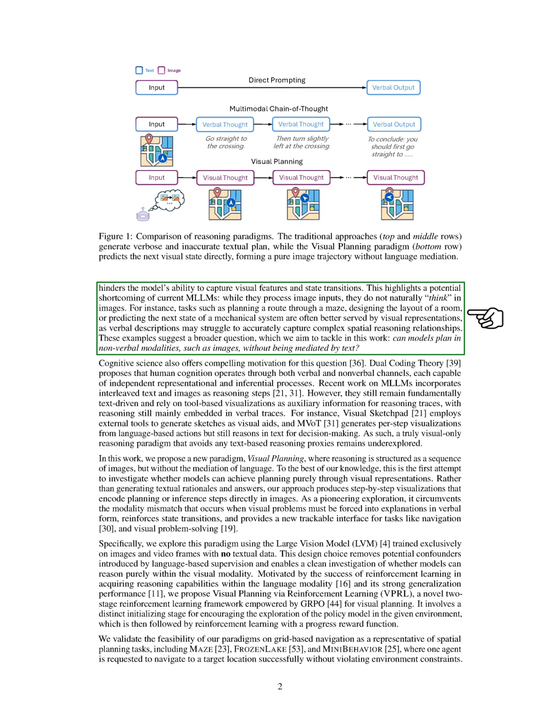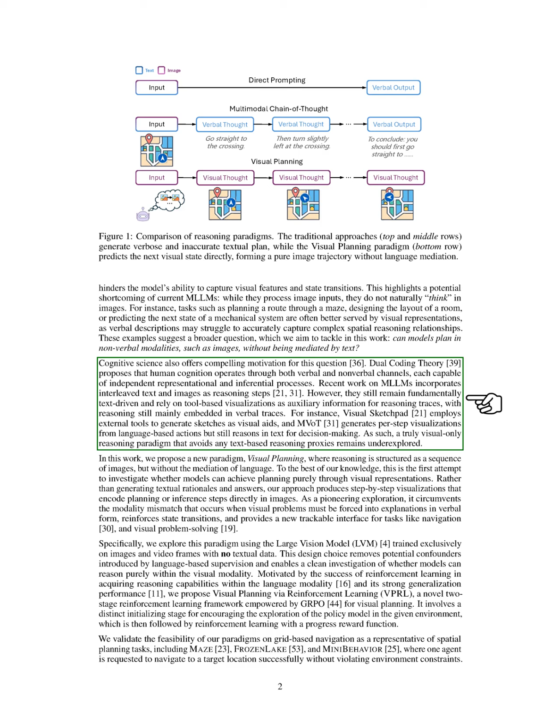This reliance on converting visual information into text creates a gap that limits the model's ability to effectively utilize visual features. For example, tasks like navigating a maze or designing a room are often better approached with visual representations rather than verbal descriptions, which can miss complex spatial relationships. This leads us to a key question: can models plan using non-verbal modalities, like images, without relying on text?